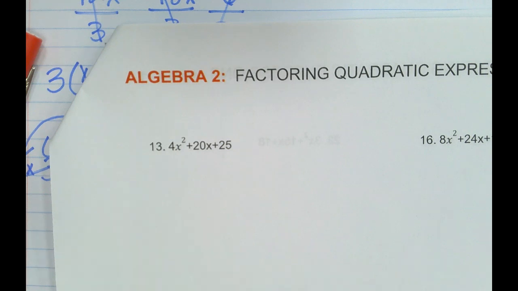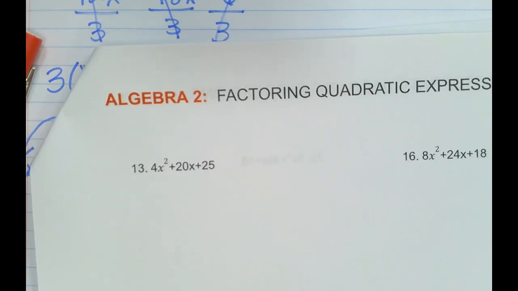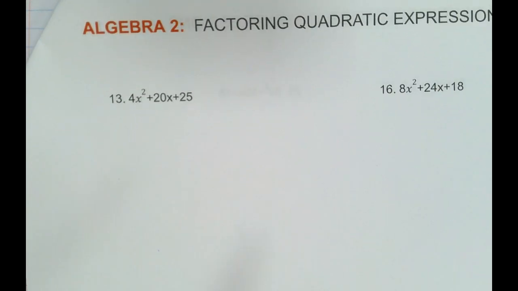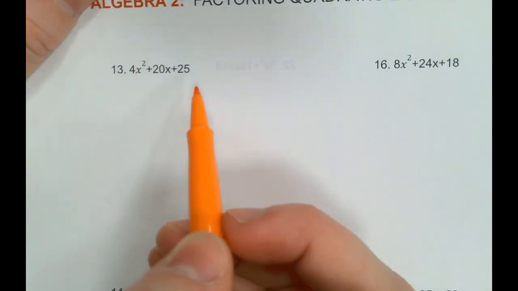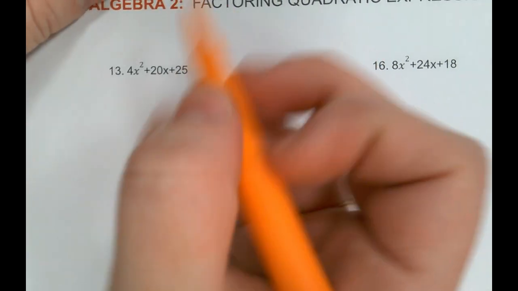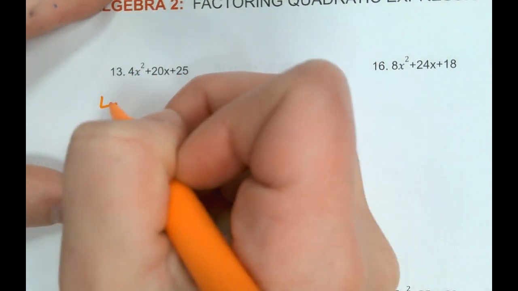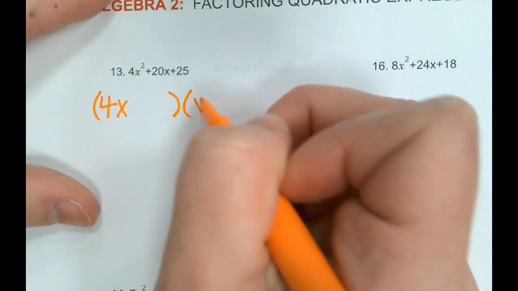Okay, number 13. Everybody flip to number 13. There's no page numbers. And this is a special case we need to talk about. So, remember, first step is we're checking for a greatest common factor, and there is none. We can't divide these all by the same number. So, we are either going to need to put 4x in our answer.